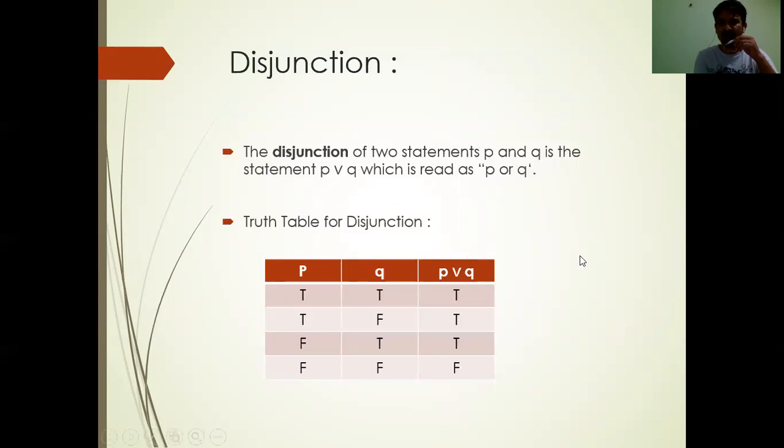P or Q. So this symbol stands for or, P or Q. If any one of the statements is true, then P or Q is true. Either P or Q. If any one of the statements is true, then the disjunction is true. Otherwise, it is false. So how many statements are there? Two statements are there. Therefore, we will get 2 squared, 4 truth values for this truth table: P, Q, P or Q. Right? So clearly, it shows that if any one of P and Q is true, then the disjunction is also true. Otherwise, it is false.